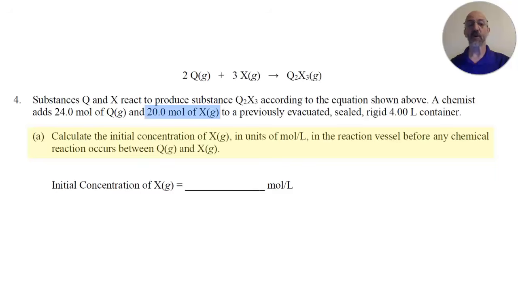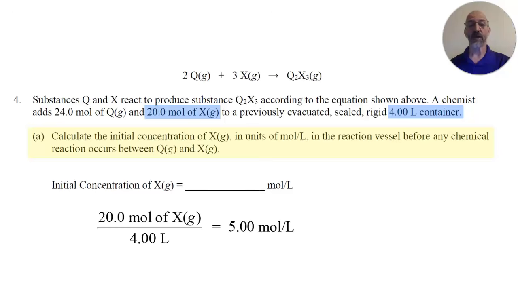Now we have 20 moles of X in a total volume of 4 liters. And since the units of concentration are moles per liter, all we have to do is take 20 divided by 4. So 20 moles of X divided by 4 liters, that gives us a concentration of 5 moles per liter.